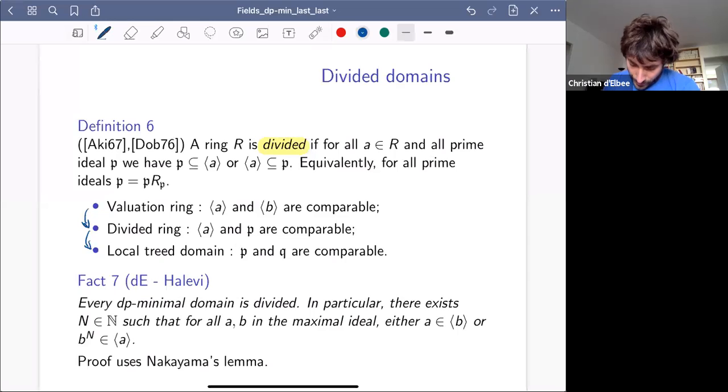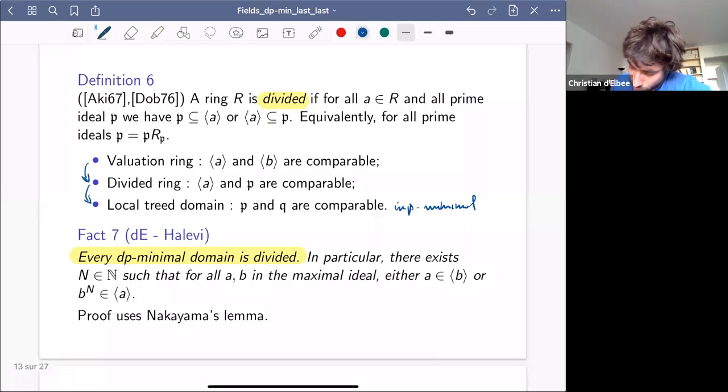Okay. And so what we know is that NIP minimal rings are local treat, but what we proved with Yatir is that every DP minimal domain is divided. So this is not a trivial fact. We had to use all the machinery that I will try to define a bit later. But yeah, so here we have DP minimal. Looks like a small increase, but for now we have this. But we cannot expect much more. I mean, we know that all of them are not valuation.